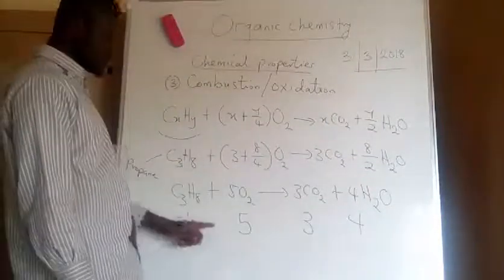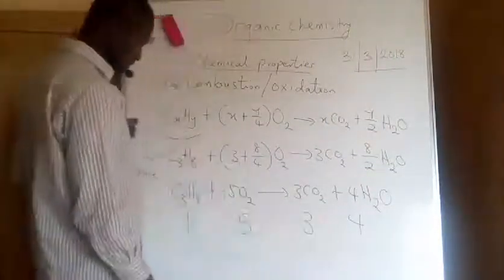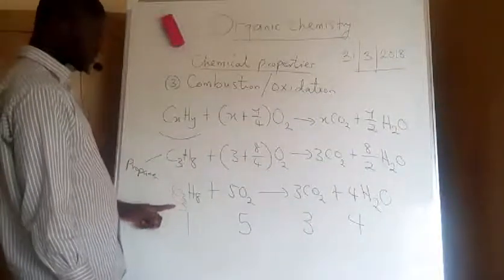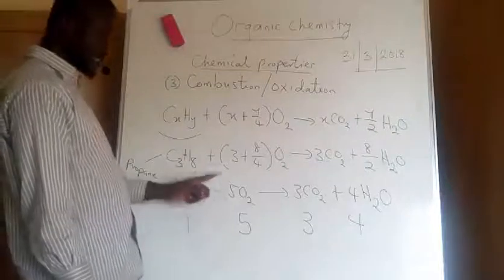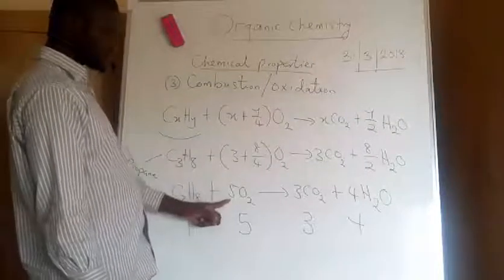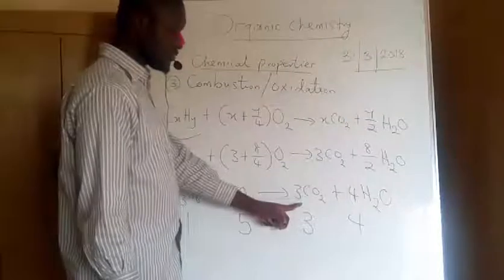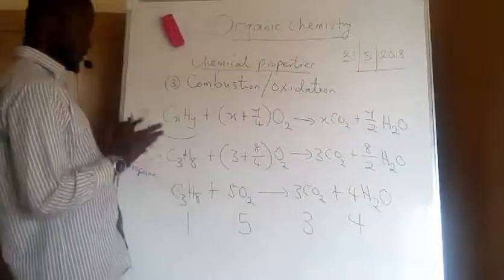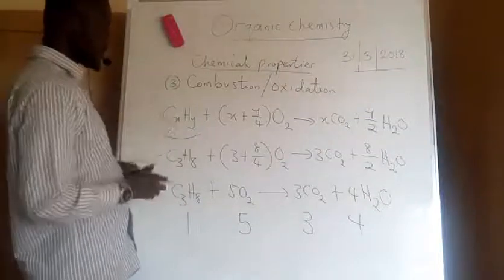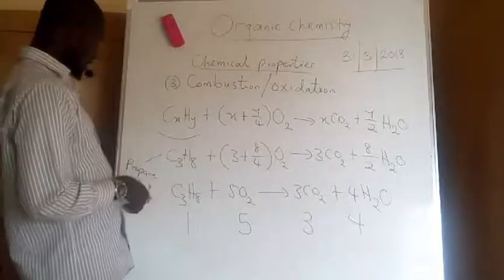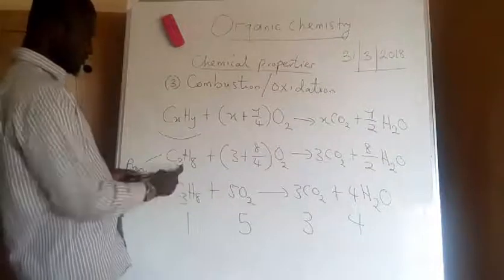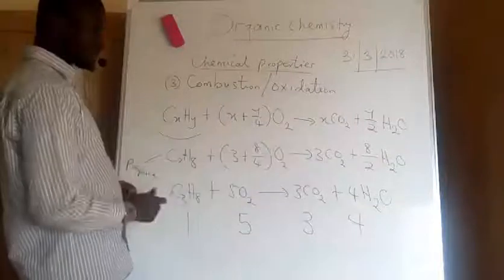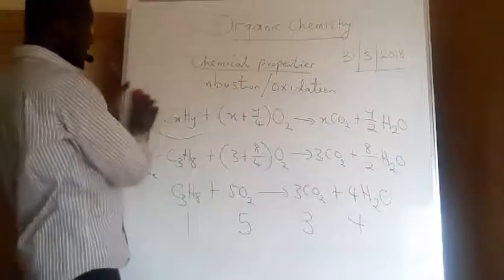So this is 1:5:3:4. So 1 mole of propane undergoing a complete combustion will need or require 5 moles of oxygen to produce 3 moles of carbon dioxide and 4 moles of water. So this is complete combustion or complete oxidation of alkane, particularly propane. You can change this compound with a different compound and you arrive at entirely different answers.